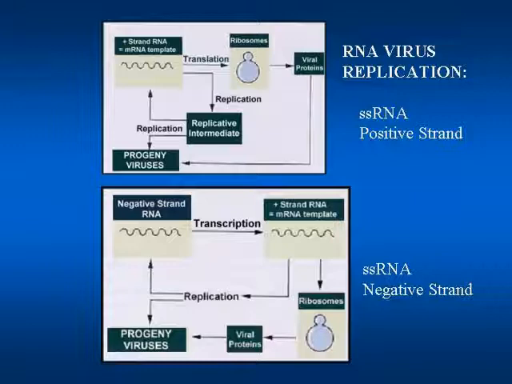In case of single-strand negative sense RNA viruses, here the negative strand RNA is transcribed to form a positive strand template for the synthesis of messenger RNA of the virus, to go to the ribosome to synthesize viral protein, and this template serves as copies to synthesize a new nucleic acid of the virus.